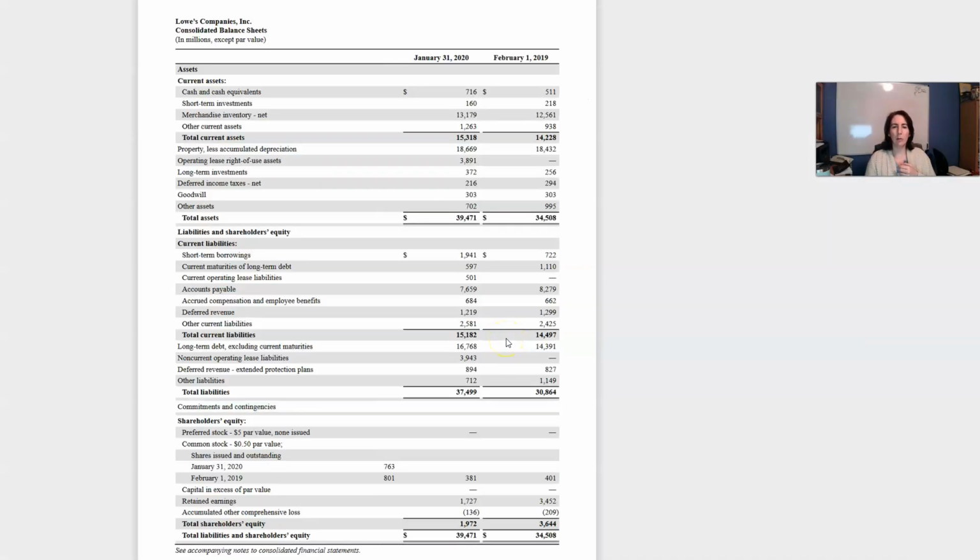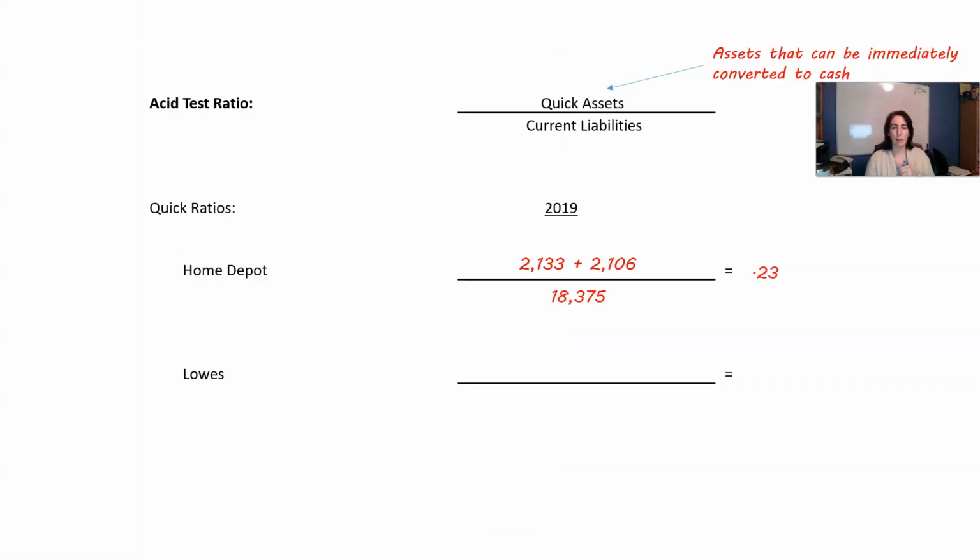All right, Lowe's, you can grab the same information. Cash, short-term investment. That's one we didn't say. If it's a short-term investment, meaning you turn it around and have it be cash really fast, that's going to be something that gets included. Inventory is not. Other is not. So we're going to grab those, put them over the current liabilities. Far worse. 6 cents. So in that case, Home Depot is the better option, or has the better ratio.